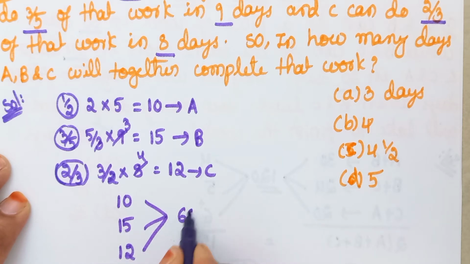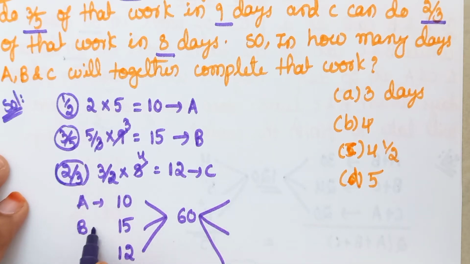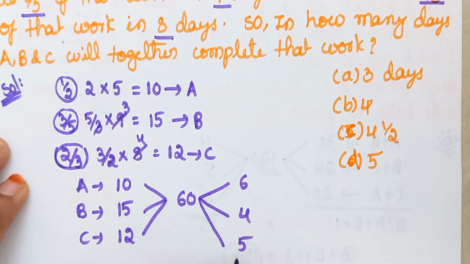What is that? Then it would be 60. So, again we have to go for the 1 day's work. Let us write it like this: A, B, C. The 1 day's work of A is nothing but 6, 4, 5, because 10 6s are 60, 15 4s are 60 and 12 5s are 60. So, this is the 1 day's work of A, B and C respectively.